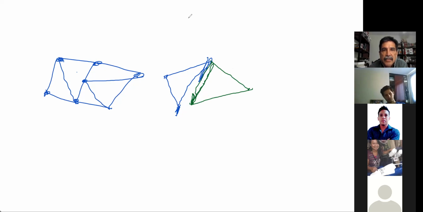So in this case, what I asked your classmates was to correct this. What you can do is just include a partition like this. So instead of having one element, you're going to have two elements. And in that case, this point here will be common to these two, and you will have continuity in displacement.